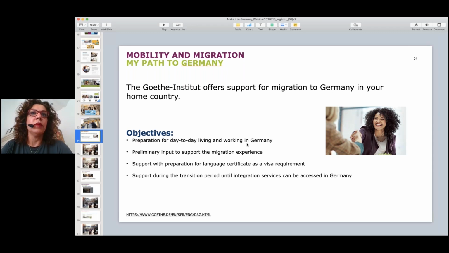And this pre-integration program will be implemented too in the MENA region. It means in my region, at three Goethe-Institutes, at the Goethe-Institut Tunis, Cairo, and Lebanon. So from 2021, you will have the opportunity, if you are living in these countries, to benefit from this program. Next, please.